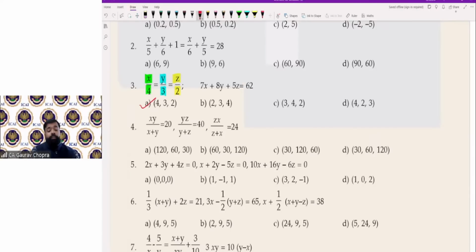Now, if you want to verify the second equation as well, check it on 7 into 4 plus 8 into 3 plus 5 into 2. You will get 28 plus 24 plus 10. 62 is the total. So option number A is correct.